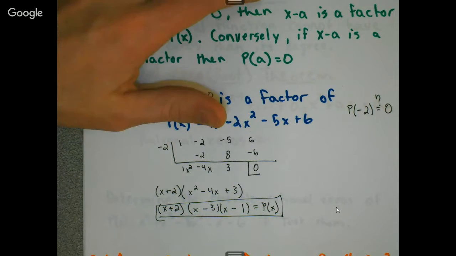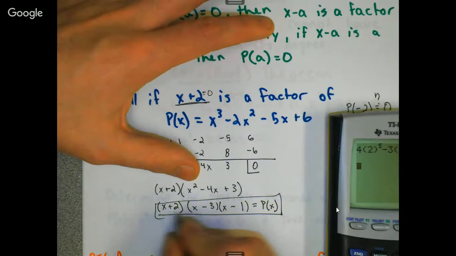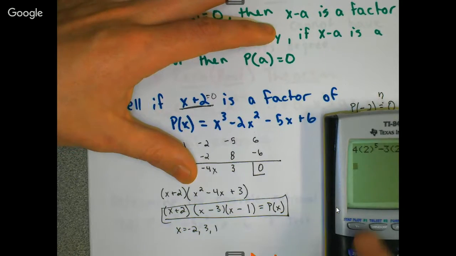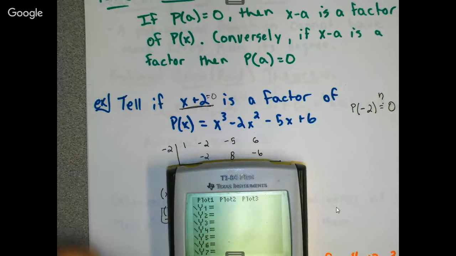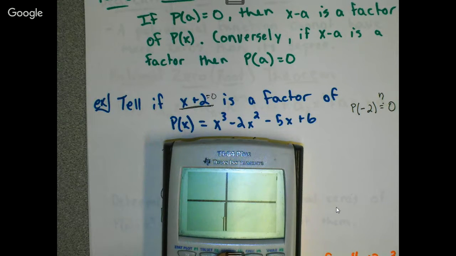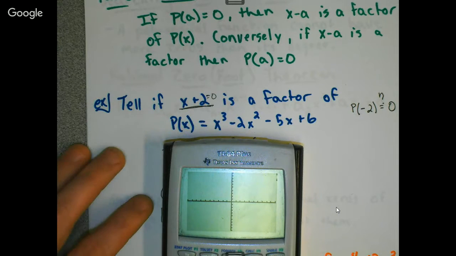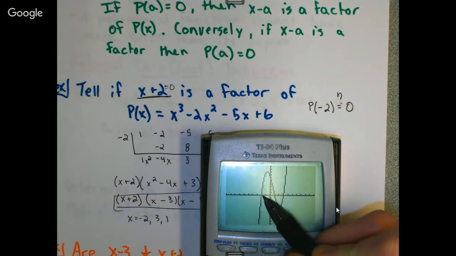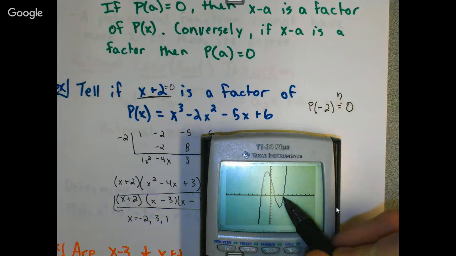Okay, these are zeros. So if I set each one of these equal to 0, I get x equals -2, 3, and 1. So if I go to graph that here on the graphing calculator, I get x to the third minus 2x squared minus 5x plus 6. Oh, I need to zoom standard here. Okay, well, notice it crosses at -2, it crosses at 1, it crosses at 3.